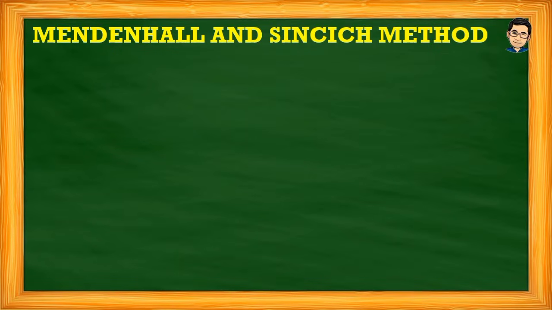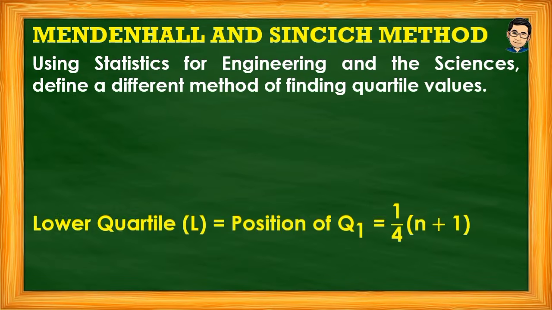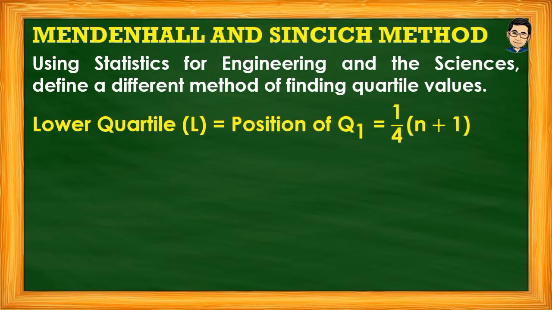So, let us now have the Mendenhall and Sincich method. In Statistics for Engineering and the Sciences, they define a different method of finding quartile values. This is the method we are discussing. The first, of course, is the lower quartile, denoted as L, for lower.